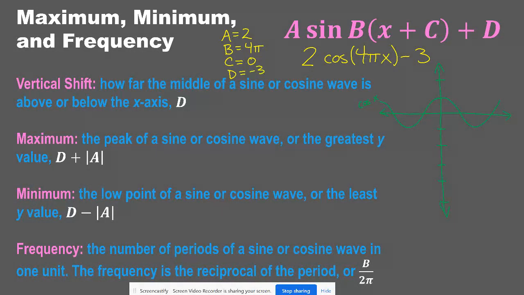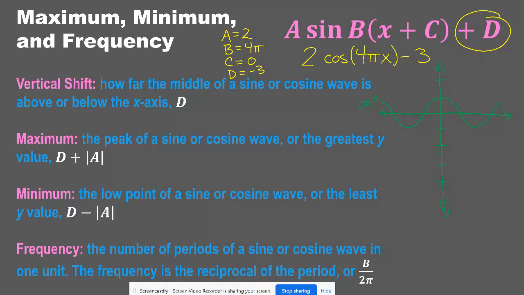And that number in this function is at the end, but sometimes it could also be at the beginning. So you could just easily write this negative 3 plus 2 cosine 4 pi of x. So sometimes this number right here is at the end. Sometimes it's at the beginning. It could really go in either place. So keep that in mind.